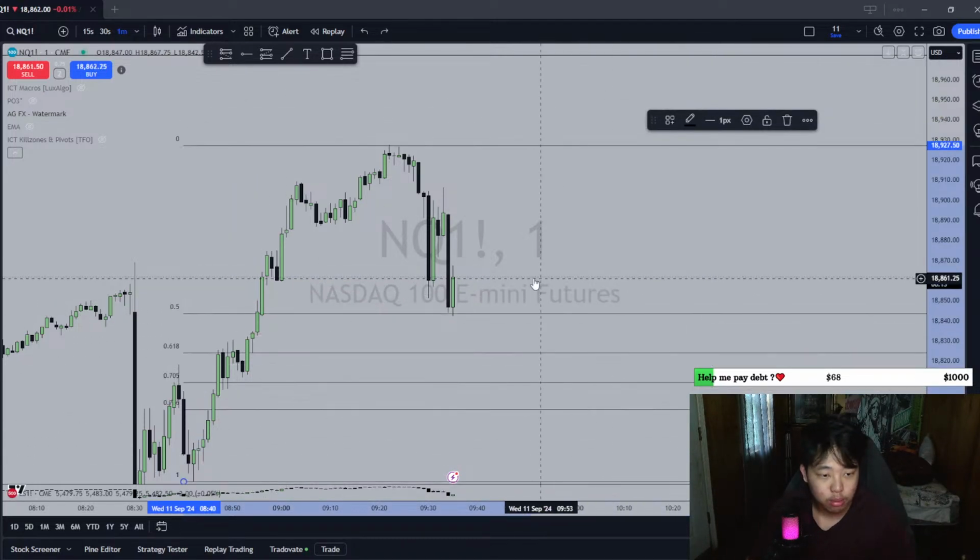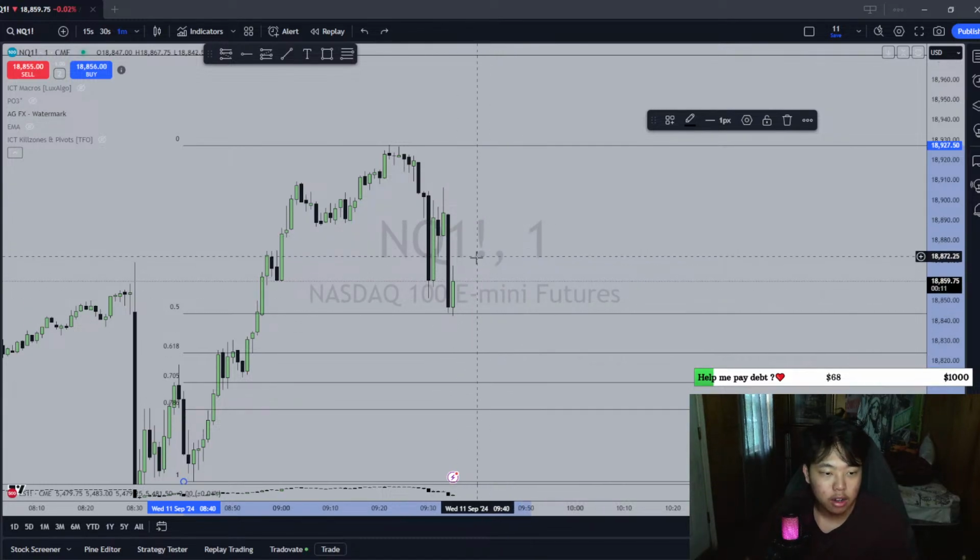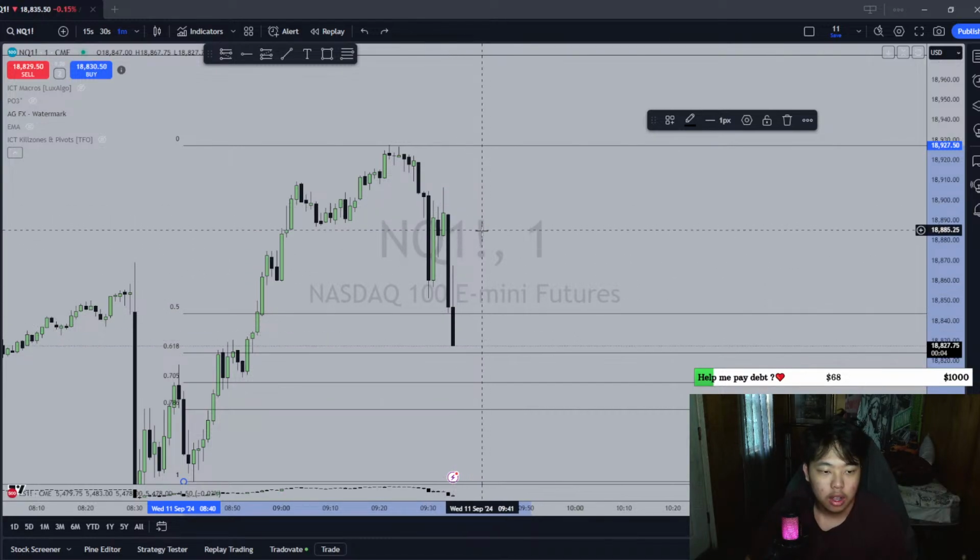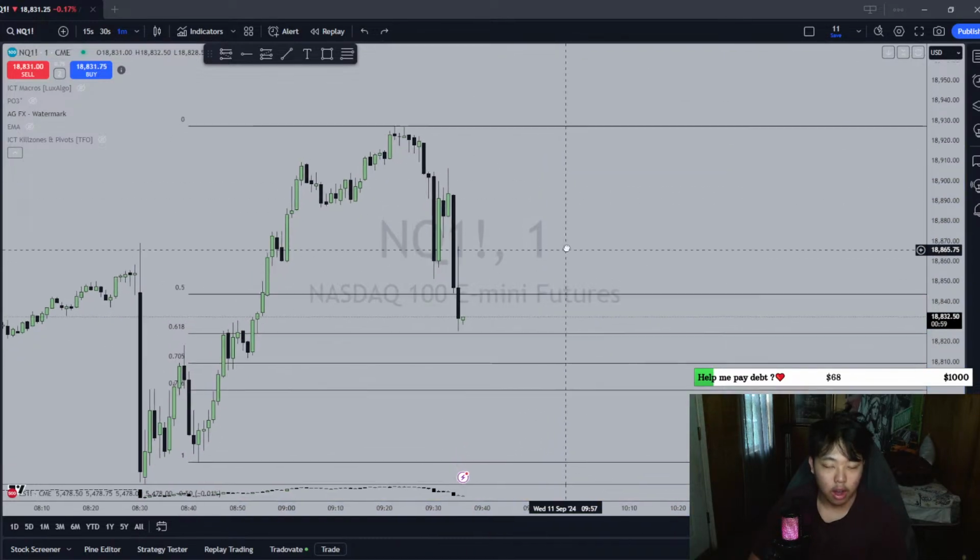I'm looking for longs. I want to see price come back up, fake out buyers. Since we tapped the 50% mark, this is another active support. I want to see people start buying here, and then come back down, sweep out that low, and then go higher.